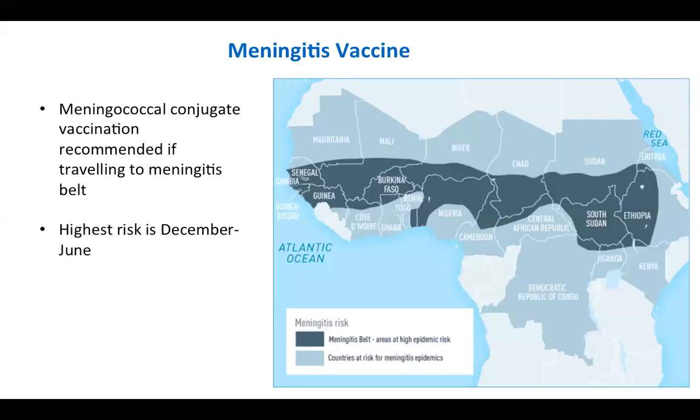The meningitis vaccine is a vaccine to be considered if you are traveling to the meningitis belt in Africa. The highest risk is in December through June, but we recommend also receiving this vaccine outside of that higher risk season.